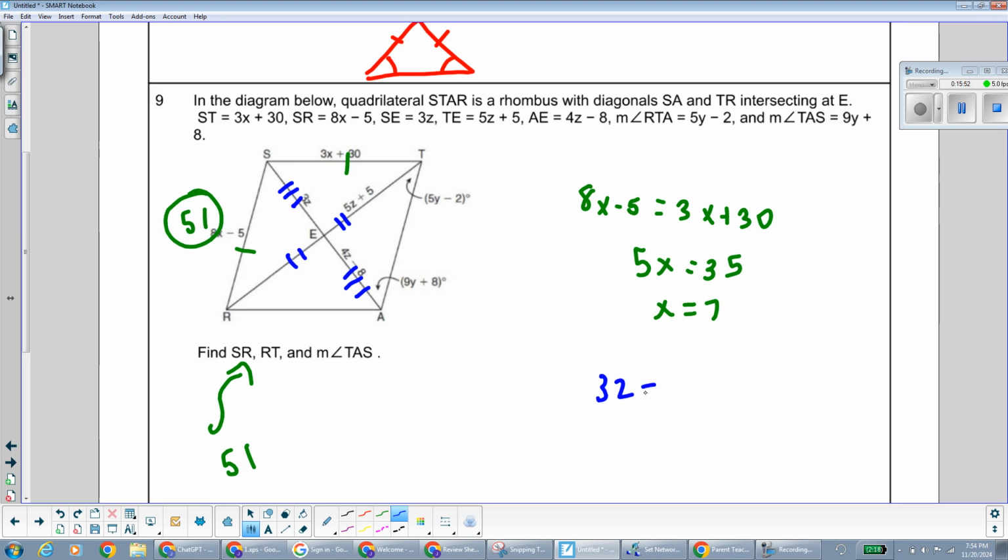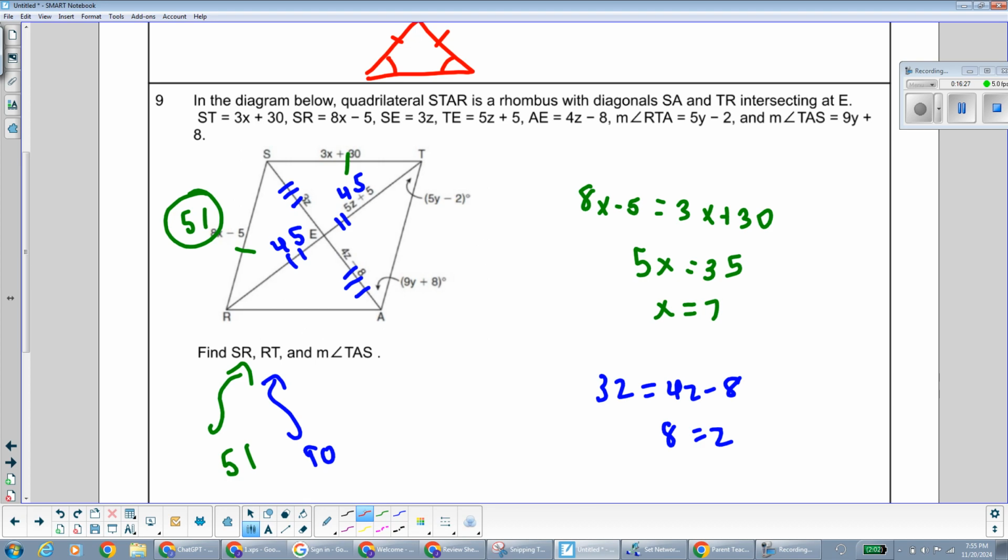So 3z is equal to 4z minus 8. Once again, diagonals of a rhombus bisect each other just like a parallelogram. So we have 8 is equal to z. Now let's plug in for ET. So 5 times 8 is 40, plus 5 is 45. So that's 45 as well. So together, this segment length is 90. RT has a segment length of 90.